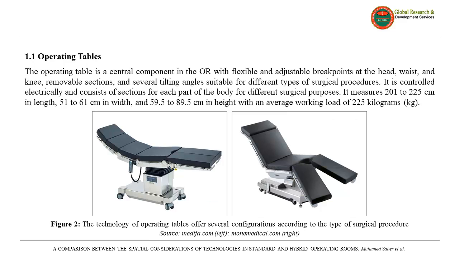From the major components of the standard operating rooms is the operating table. It's positioned at the center of the room and controlled electrically, and consists of a number of movable sections and breakpoints to adapt to the different surgical purposes. It measures between 201 and 225 cm in length, 51 and 61 cm in width, and 59.5 and 89.5 cm in height, with a wide range of tilting angles.